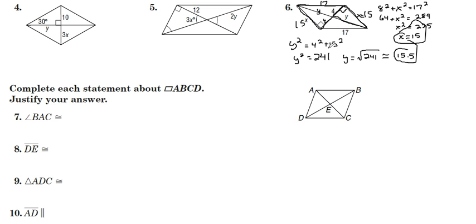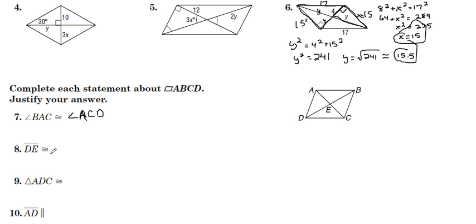Okay, now instead of writing these out, I'm just going to read what the implications are. Complete each statement about parallelogram ABCD, justify your answer. For number 7, angle BAC, in the picture, we would see that is congruent to angle ACD. And the reason for that, if lines are parallel, then alternate interior angles are... I'm sorry, let me say that again. If lines are parallel, then alternate interior angles are congruent. That's how we know angle BAC is congruent to angle ACD.